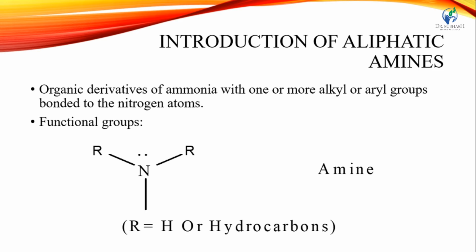The functional group is one nitrogen atom, with a valency of 3, bonded to one or more alkyl or aryl groups. Alkyl means a carbon chain and aryl means any ring structure. Here R is a hydrocarbon group like CH3, CH2, any carbon ring, or any aryl ring. That is the functional group, the structure of the amines.